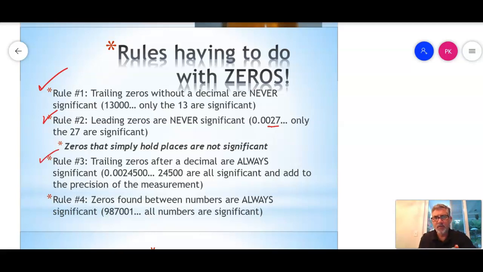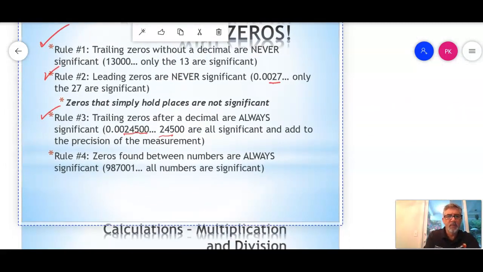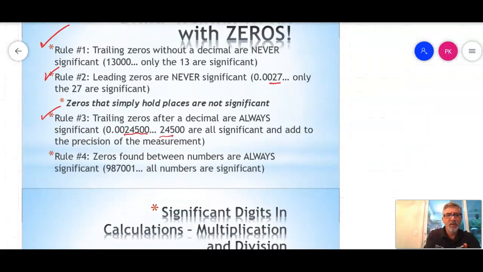So here's number 3. Trailing zeros after a decimal are always significant. If you look at this number, it has 5 digits. The decimal point up here tells me where I start counting from. I start counting from the 100th place and count over. This is a very precise number. This number here has 3 digits. These 2 zeros at the end are not significant because there is no decimal point. So remember, the decimal point tells you where the precision of the number is. And the zeros found between are significant. All the numbers are significant because they're between 2 real numbers.